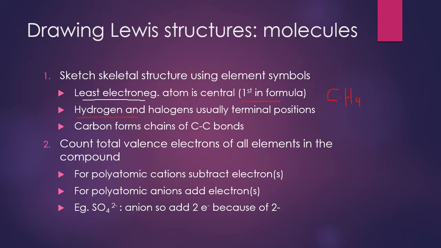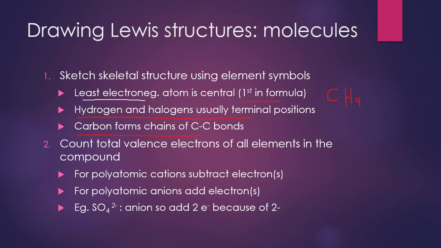Next, hydrogen and halogens are usually terminal. What that means is hydrogens and halogens aren't going to be the central atom. Once in a while, you can see a halogen as a central atom, but we're not going to see it in this course. So for now, don't put them in the middle. Put them on the outsides, the terminal positions.